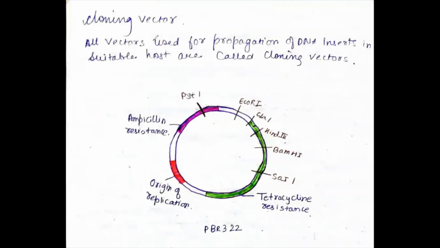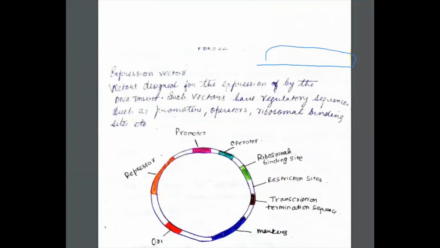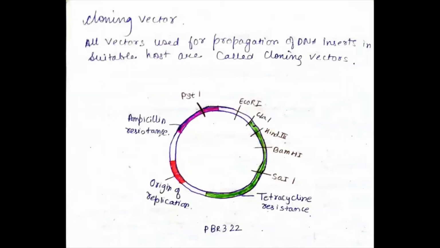Now, what's this cloning vector? When your main motive of insertion is to get multiple copies, then you use a cloning vector. But when your main motive is for the expression of a certain protein or a product, then you use an expression vector. Okay, so now we are clear with cloning vector and expression vector.